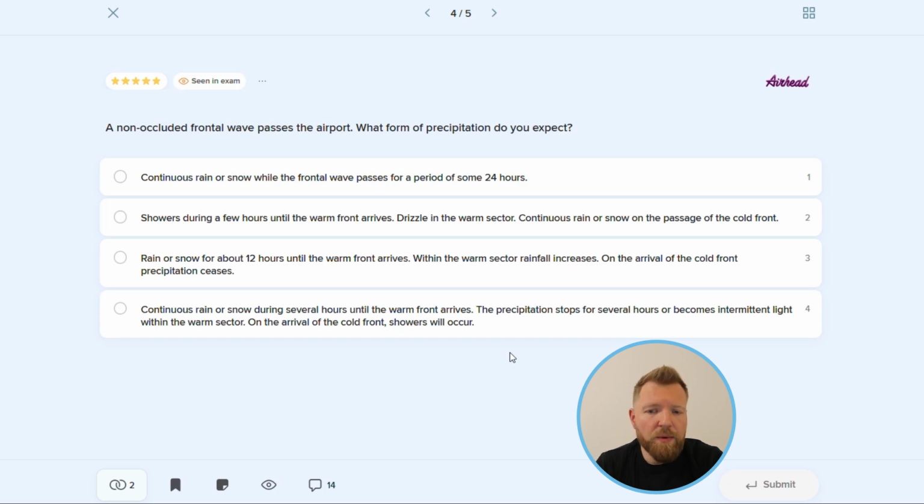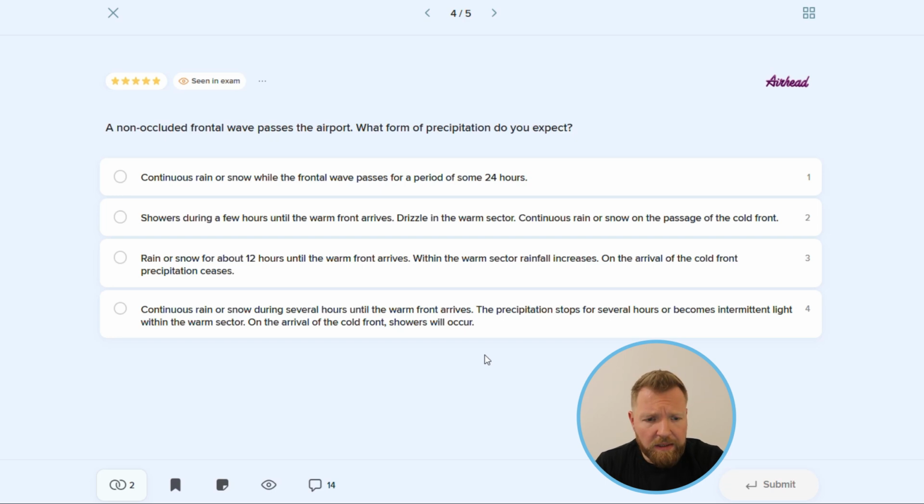In the warm sector, we may expect mostly low stratus, stratocumulus clouds in winter, or fair weather with some cumulus clouds in the summer. In any case, it will be associated with some light or intermittent precipitation. The cold front, due to the unstable characteristics, is associated with towering cumulus and cumulonimbus clouds. Therefore, we should expect thunderstorms and heavy showers during the passage.